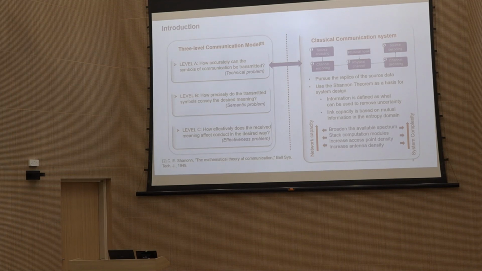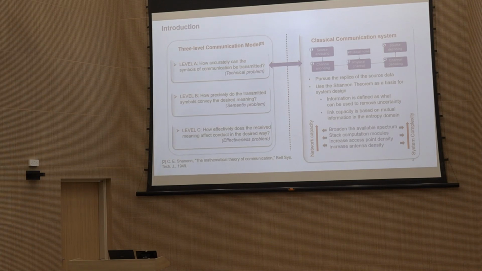On the right-hand side here, we have the classical communication system. We have source encoding, channel encoding, and then the symbols will be transmitted over the physical channel, which can be interfered with and tampered with by physical noise. At the receiver, channel decoding is performed, followed by source decoding to obtain the original data.